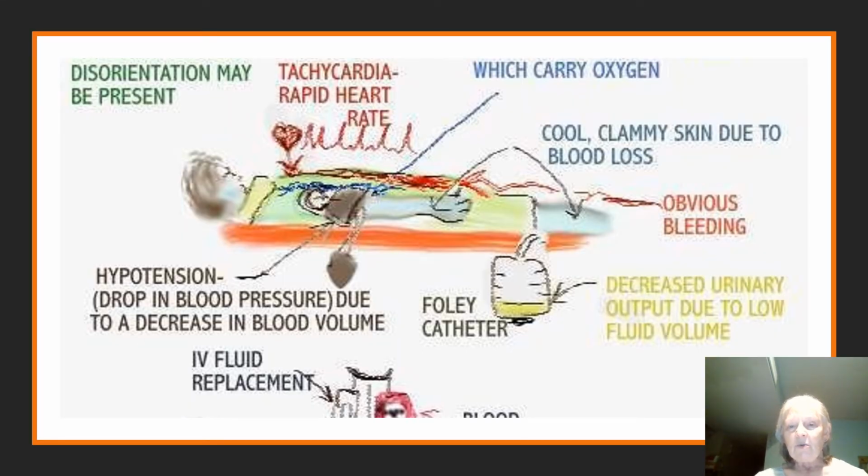And this is just another one of those really cool pictures. And you can see you can give IV fluid replacement like blood, but you're tachycardic. I remember the first sign of hypoxemia is always tachycardia, and then tachycardia.